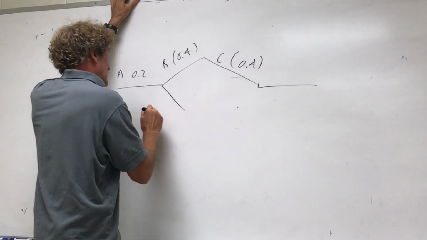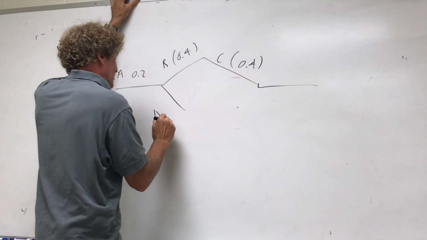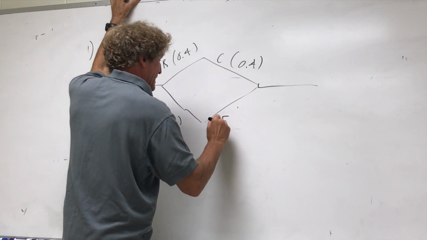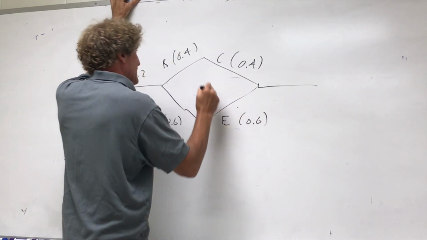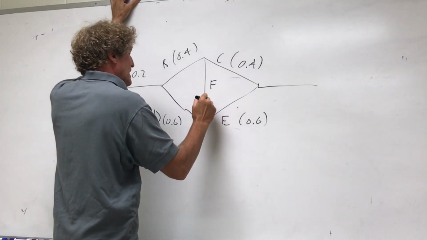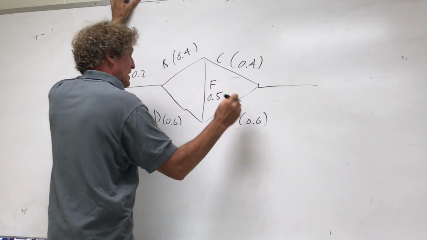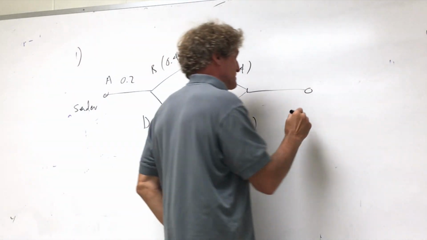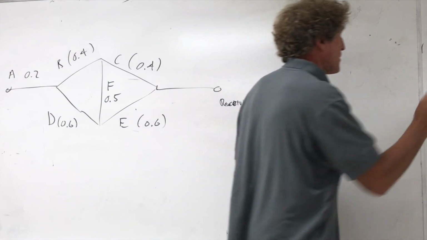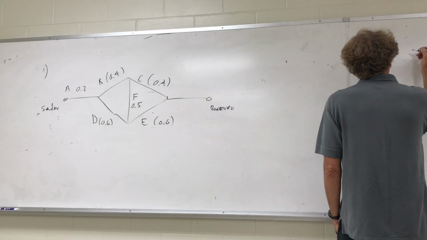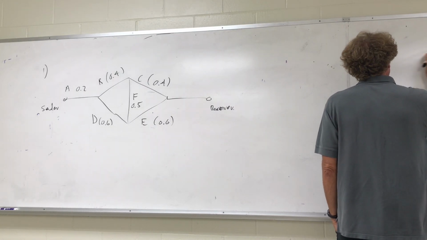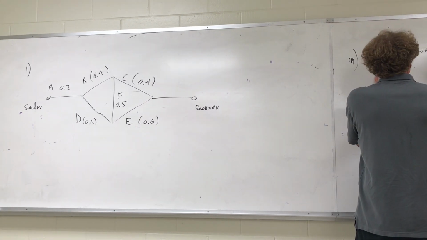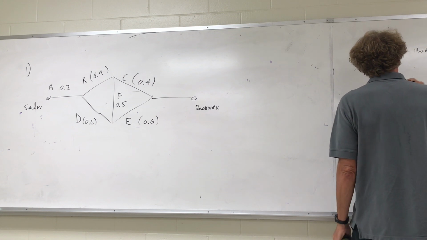Then you had D, and I think this one is 0.6. Comes down, and then you had E, and it's 0.6. And then you had F here, and the probability of working is 0.5. And this is the sender, and this is the receiver. So part A was, I want the probability of this actually working if F is working. We're going to need them both, but for F working, so I'm going to redraw it.